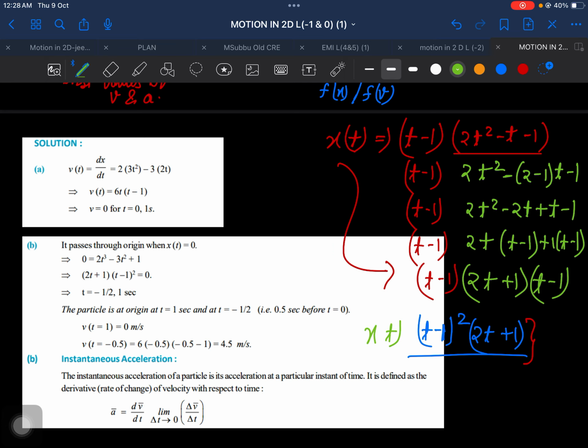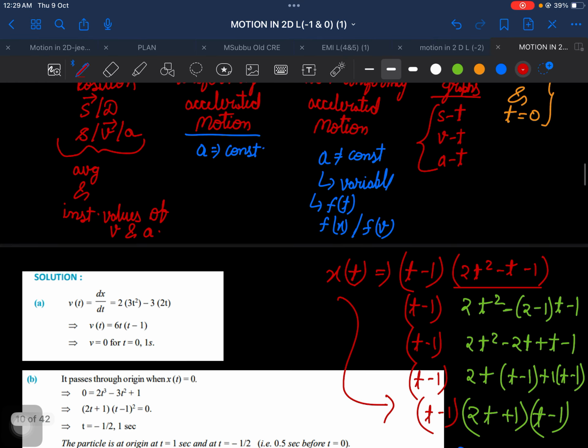So this is your xt, and this will be equal to 0 at t equals 1 and at t equals minus half. Just check. When this term is equal to 0 at t equals 1, this term will be equal to 0 at t equals minus half. So this is not possible. This is not possible, right? So this is the possible thing.